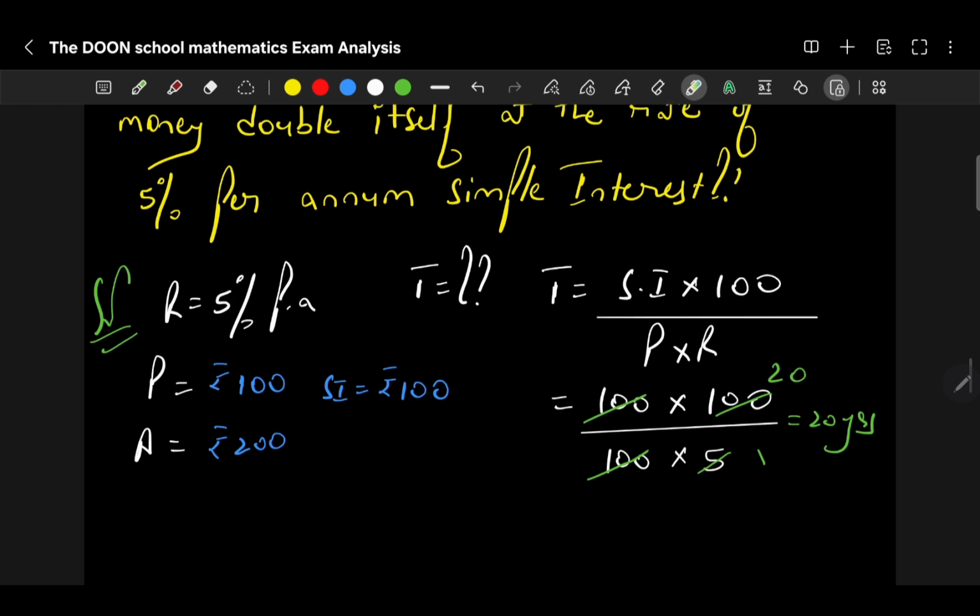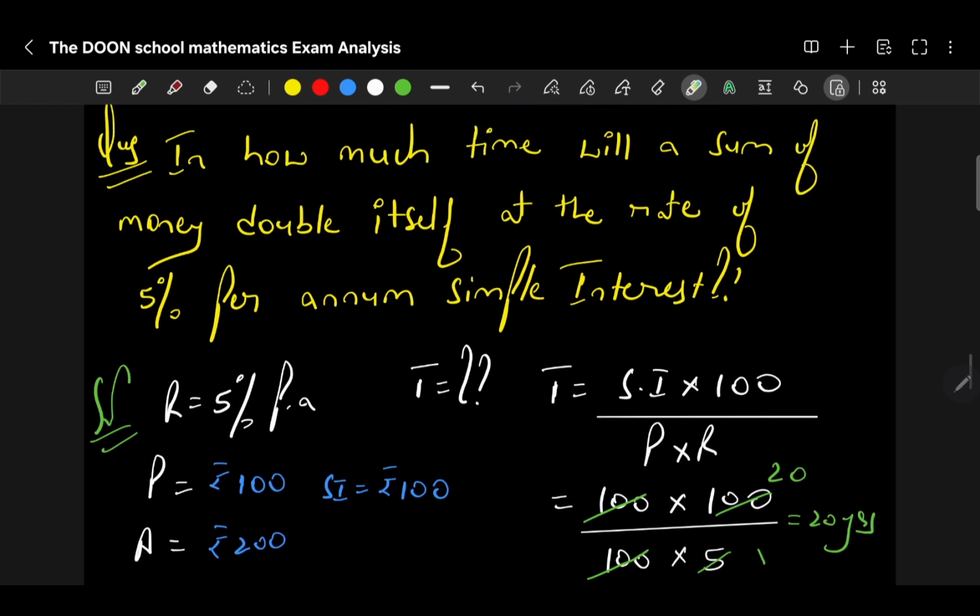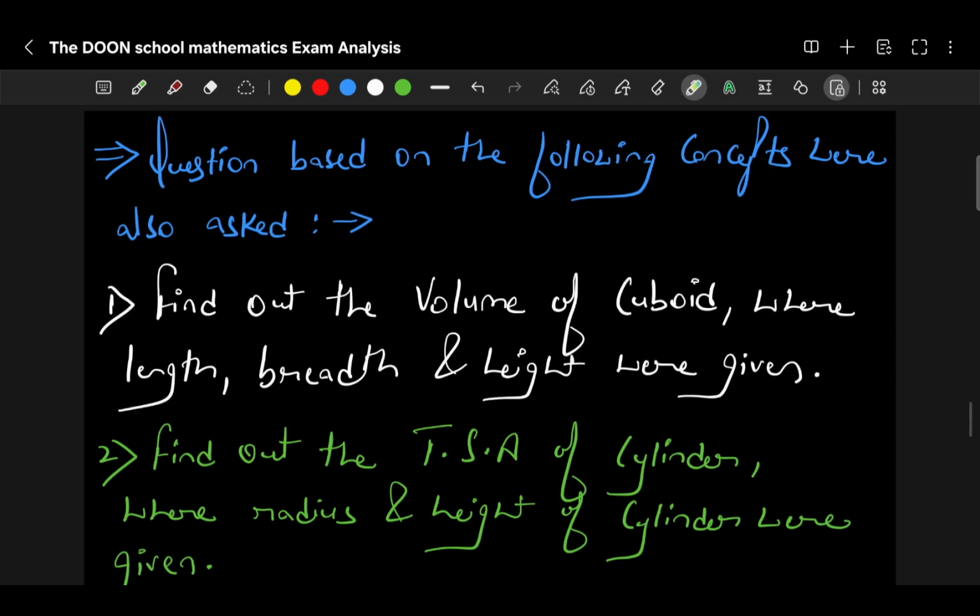All right. This was a good question from simple interest. You should know the formulas, the basic questions, and some good type of questions. All right. Now just look into some questions that were also asked in different concepts, but I don't know the numeric values. I asked some students, but they don't know the proper numeric values. So I'm just telling you what the questions were based on.